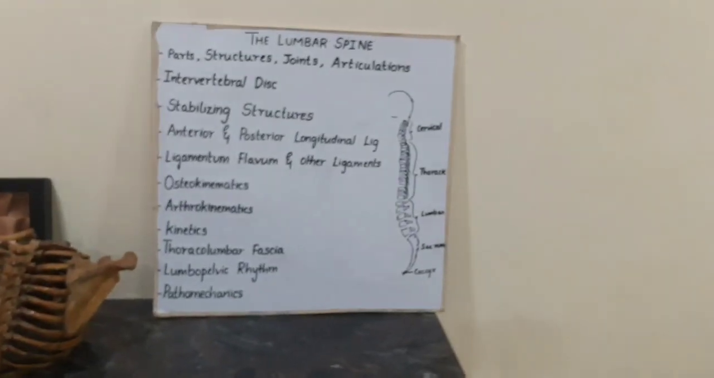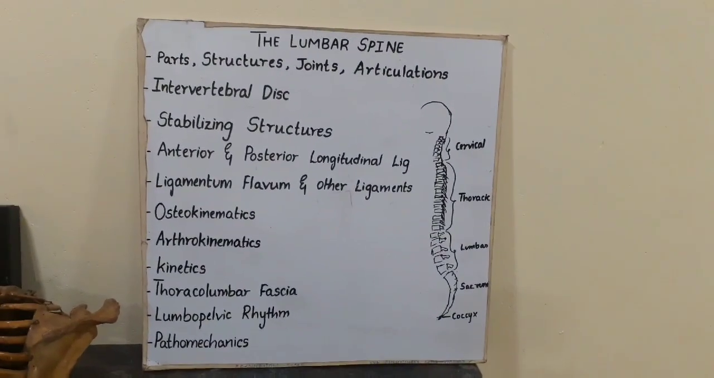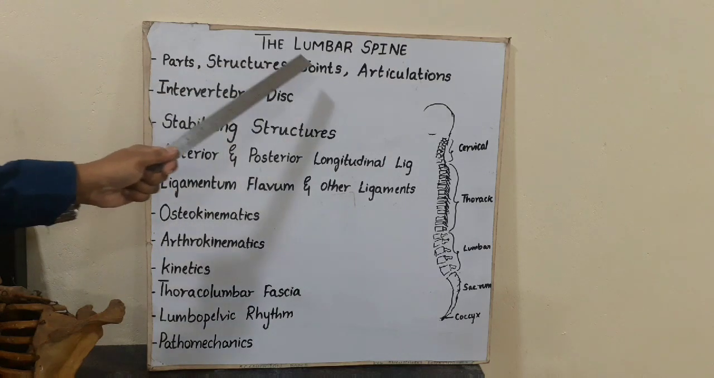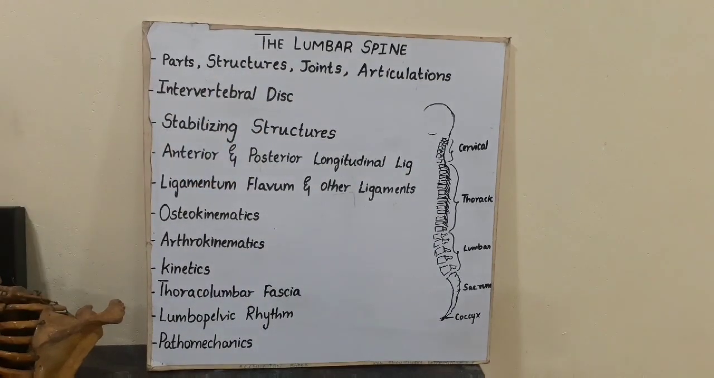Of course, there are other teaching styles which I'll be employing once in a while, perhaps in other topics. Yeah. So straight away we'll go to the class. What I'll be covering in biomechanics, you can see, this is the format I will be doing. So the first class, that is today, I will be covering the parts, structures, joints and articulations. That is the basic anatomy I will be doing today.